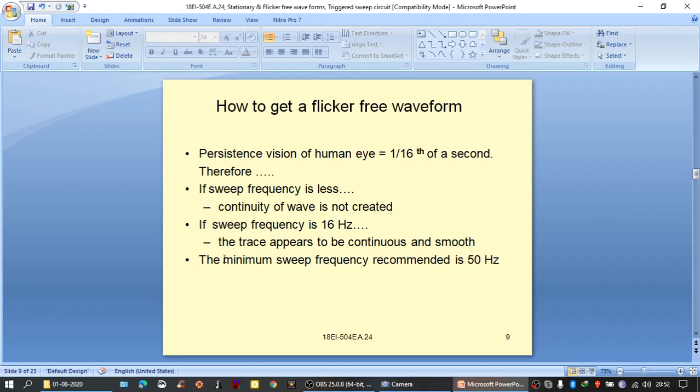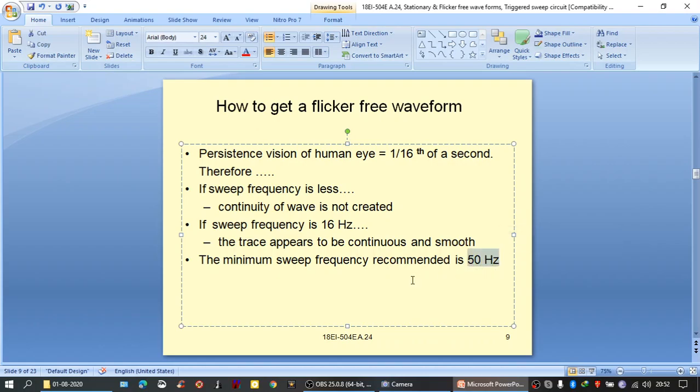Generally, the supply frequency is 50 Hz for us in India. So we can use this frequency as the sweep signal frequency. So the recommended sweep signal frequency is 50 Hz, because we can directly take the signal from supply mains and convert it into a sweep signal with 50 Hz.